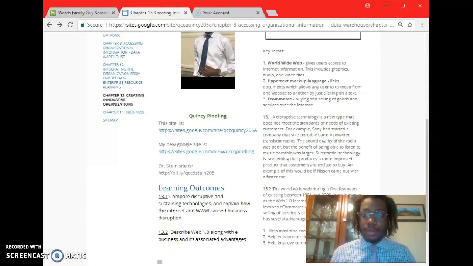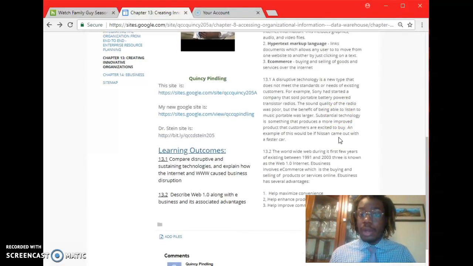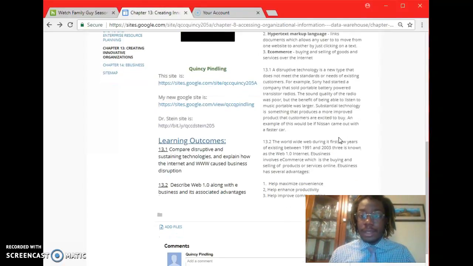Now, there are two different types of technologies. There's disruptive technology and substantial technology. Disruptive technology is a new type that does not meet the standards or needs of existing customers. For example, and this is a great example, Sony had started a company that sold portable battery-powered transistor radios. The sound quality of these radios wasn't that great, but the benefit of being able to listen to music while walking to the store or sitting in a barber shop overlooked the fact that the quality wasn't so great.